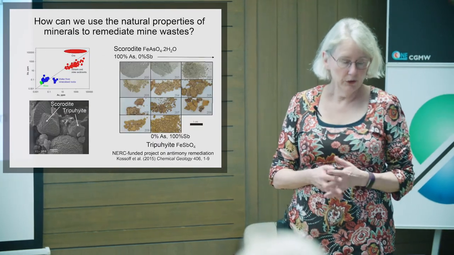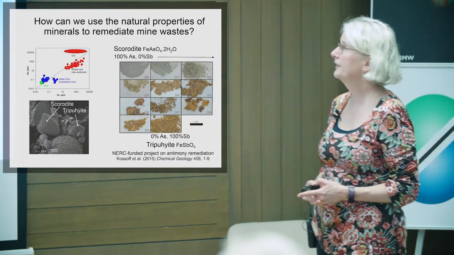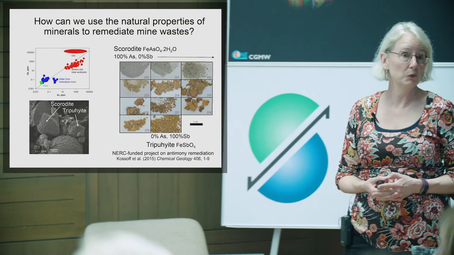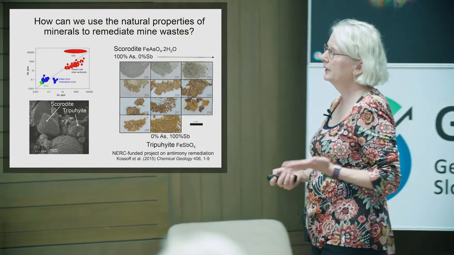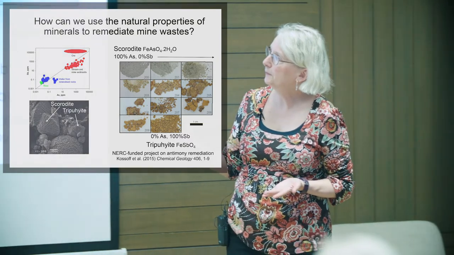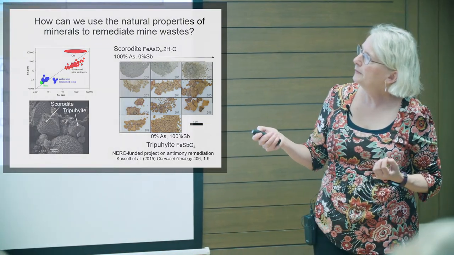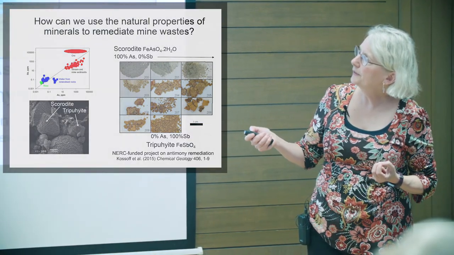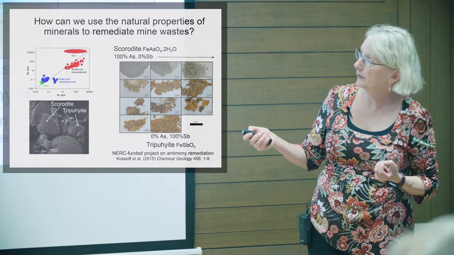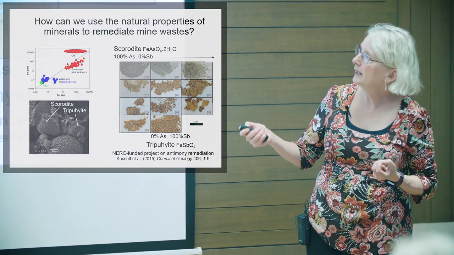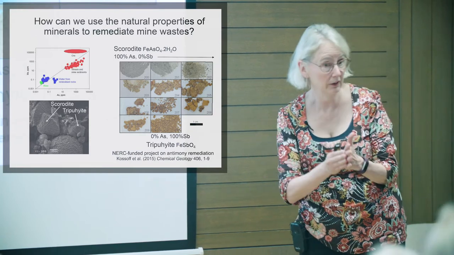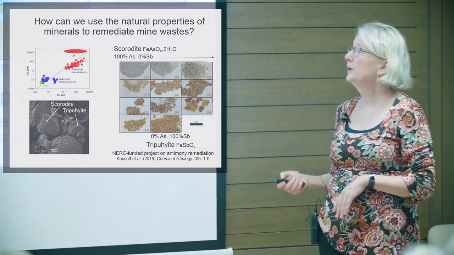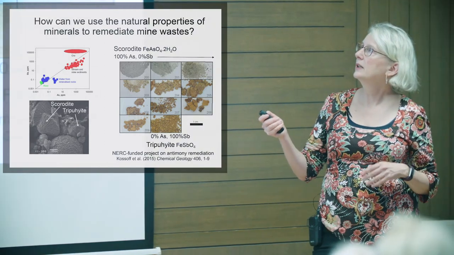So another thing that we do in our mine waste mineralogy is looked at, can we use minerals to remediate mine wastes? So this is some work with antimony and arsenic. And this is a plot from New Zealand. And here we've got arsenic on the x-axis versus antimony on the y, and it's log scale. But you can see there is a correlation. So the arsenic and antimony occur together. They're related. We knew there was a mineral called scorodite that had arsenic in it.